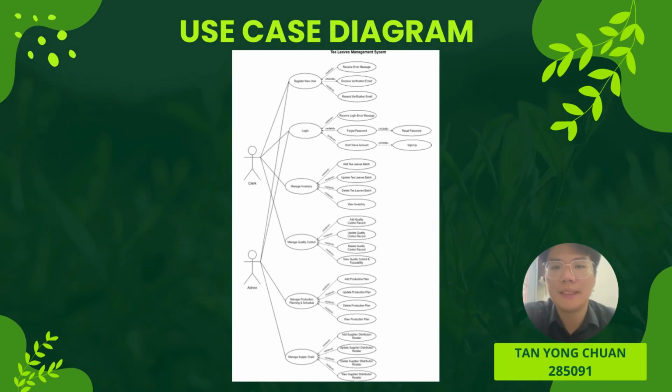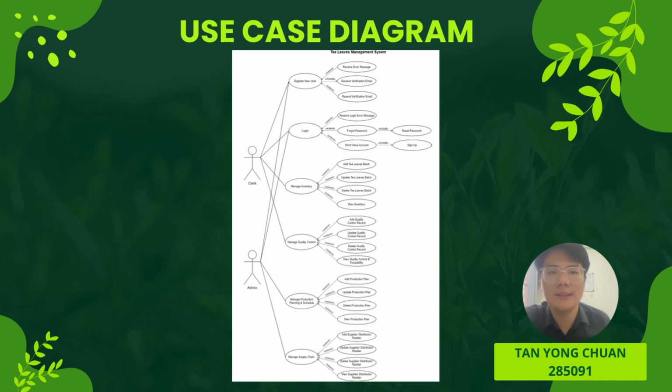Hi doctor, my name is Yong Chuan, matric number is 285091. Now I would like to talk about the use case diagram for the tea-leaf management system. Basically, we have two main characters, which are clerk and admin. We also have use case mapping based on our main functional requirements.